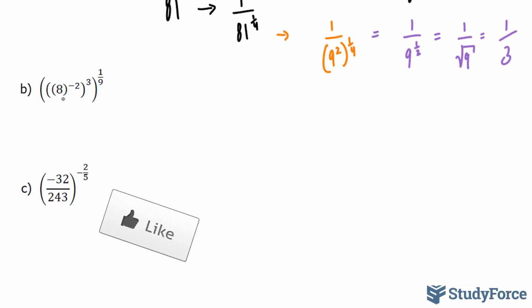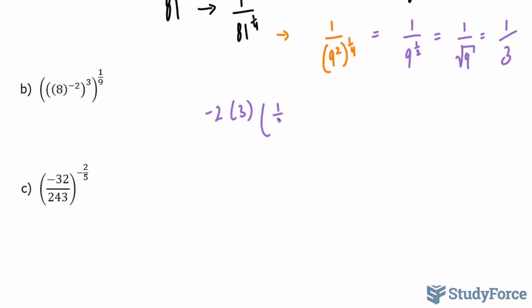This time our base is 8 to the power of negative 2, to the power of 3, to the power of 1 over 9. Negative 2 times 3 times 1 over 9 gives me a new power of negative 6 over 9, which is equal to negative 2 over 3. Now I will take this and use it as my power to the base of 8. And I'm going to flip this 8 so that it becomes 1 over 8 to the power of positive 2 over 3.